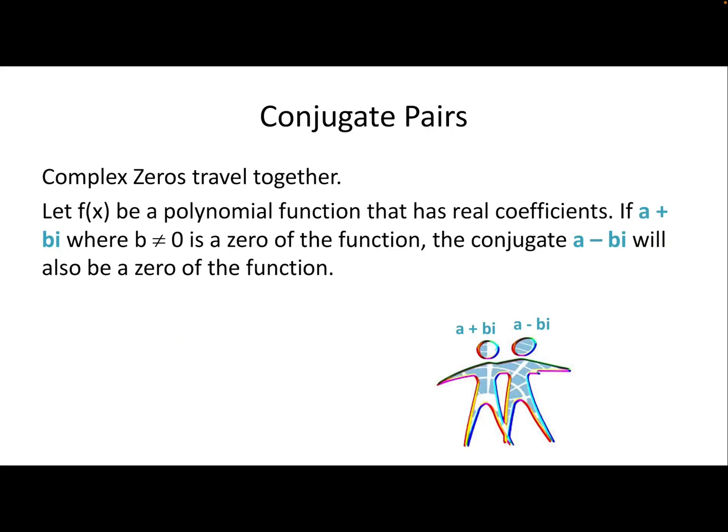So complex zeros have to travel together. If a plus bi is one of our solutions, then a minus bi is going to be another if we have real coefficients, because they have to multiply together to eliminate the imaginary part.